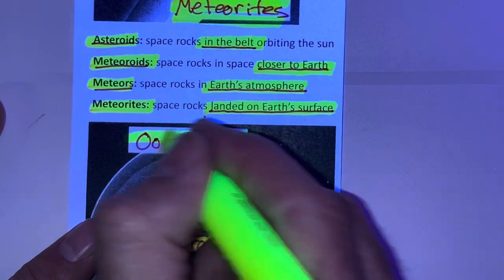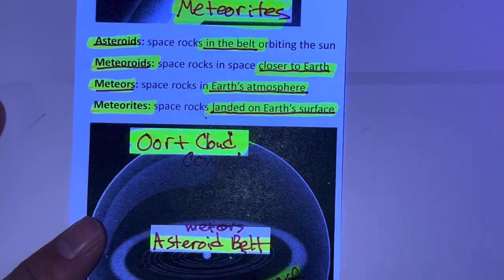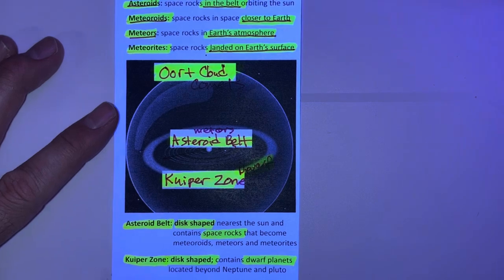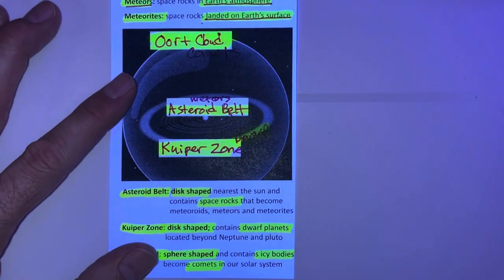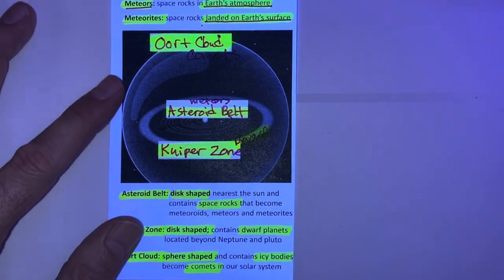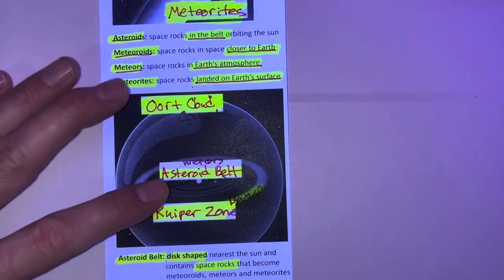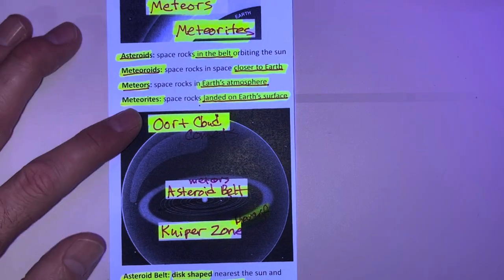And if you want to highlight that. All right, so by the end of class today, make sure you glue this into your notebooks. And this is going to be our chart as we go through the rest of our solar system unit. This is going to be our chart for asteroids, asteroid belt, Kuiper zone, and the Oort cloud.